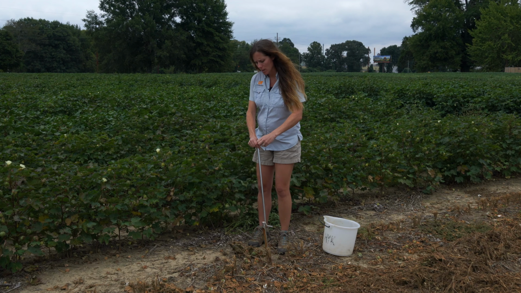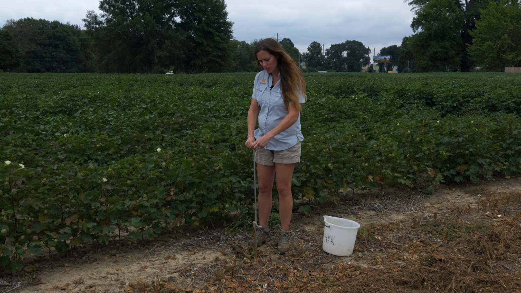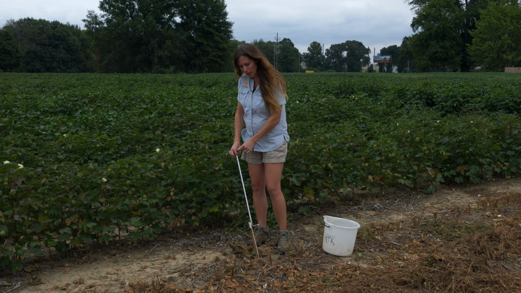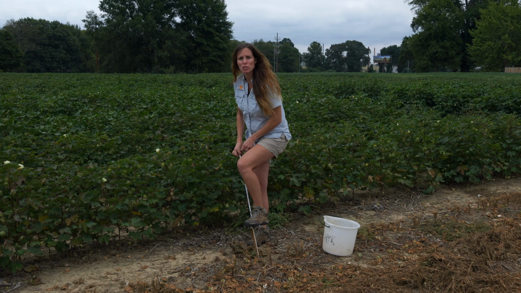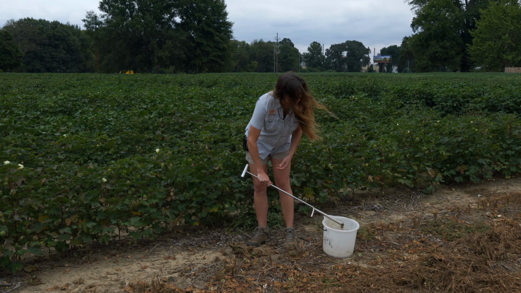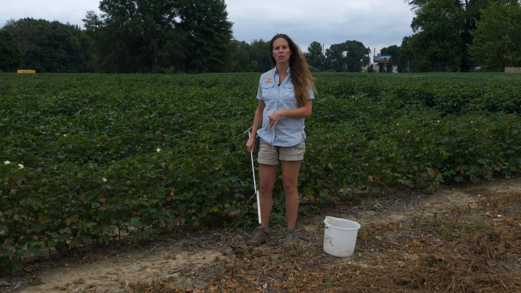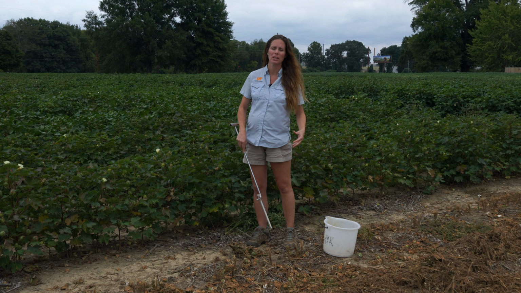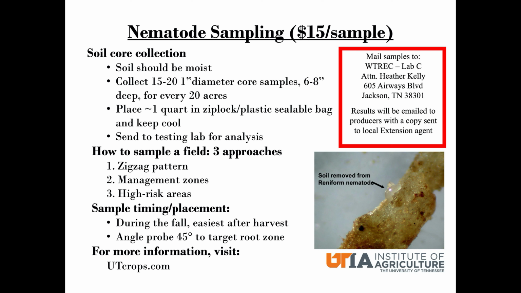You need to go just slightly 4 to 6 inches off of your row, angle that probe at a 45-degree angle, and then push it in. And again, then you would take that, knock it into a bucket, and go on and take your other cores. And then you would take all those cores that you've sampled and put them in a sealable Ziploc bag.